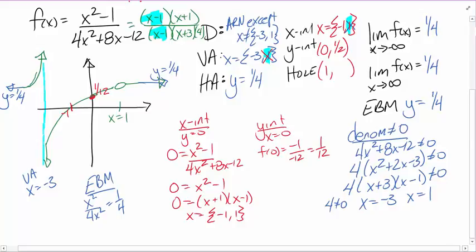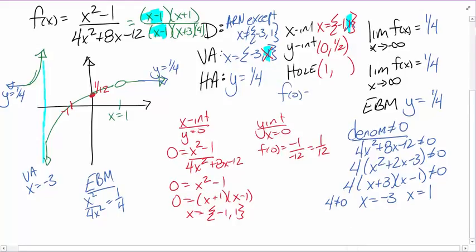I'm probably going to guess that it's going to be between a y value of 1/12 and a y value of 1/4, but I don't know that for sure. So how do I locate that hole? I locate that hole by plugging in 1 into my f function. However, I am going to do that after I remove the common factors. So I'm going to take out that x minus 1, because if I left it in there, when I plug in 1, I'd get 0 over 0.